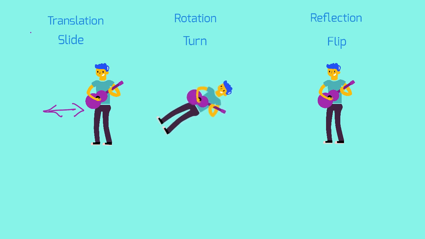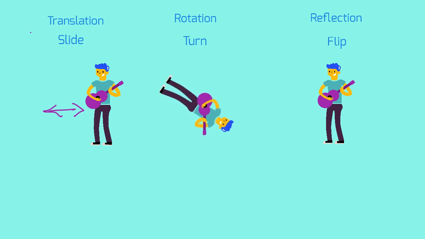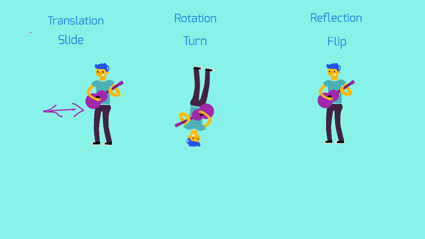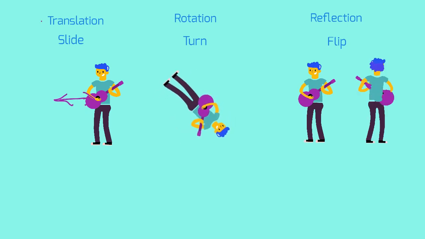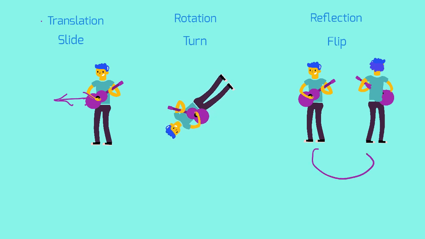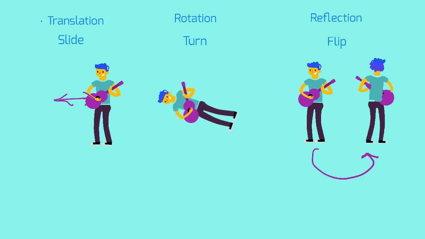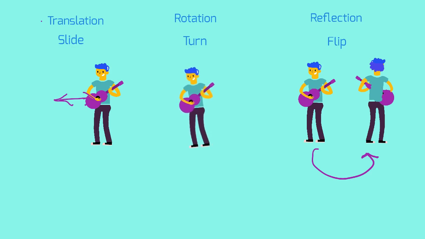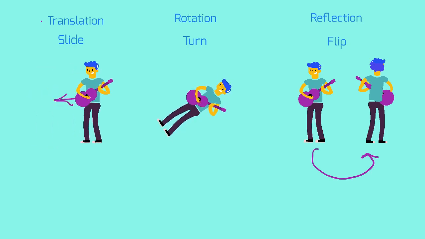In rotation, you can see I have my little guy with the guitar turning. That's what rotation means, to turn. And for the reflection, it means to flip. You can kind of see how this guy has turned and flipped around to face the other direction. So reflection means flip, rotation means turn, and translation means side to side.